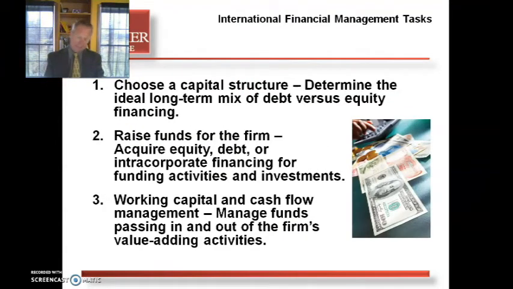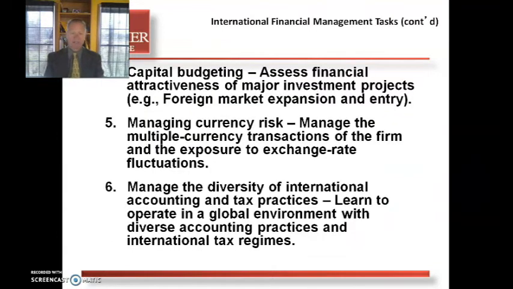So there are 6 tasks in international financial management. These 6 tasks are what we're going to talk about over the next 25 slides. Number 1 is to choose a capital structure, debt versus equity. Number 2, raise funds. Number 3, raise working capital and cash flow, working capital for both long-term and short-term. Task 4, budgeting, ensuring that you have some money set aside for projects, to make payroll, and for a rainy day. Task 5, managing currency risk. That's one of the most difficult ones because no one has a crystal ball.